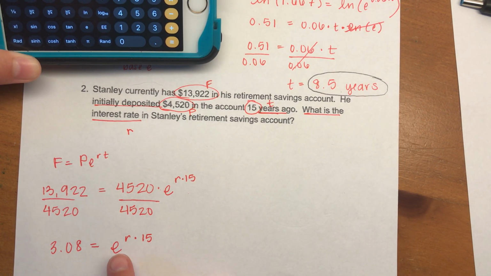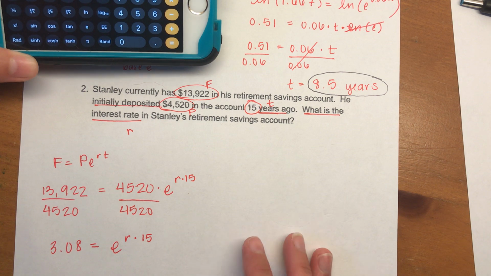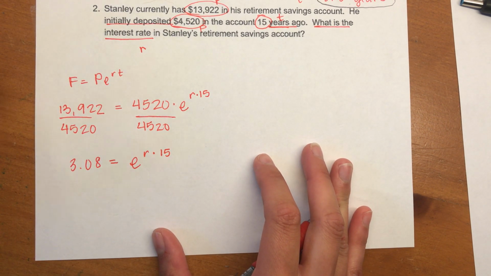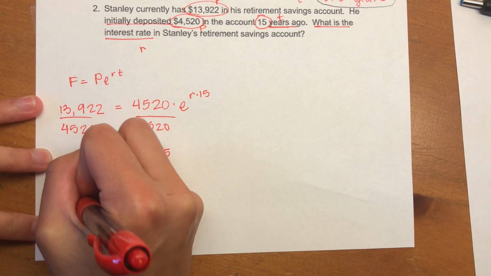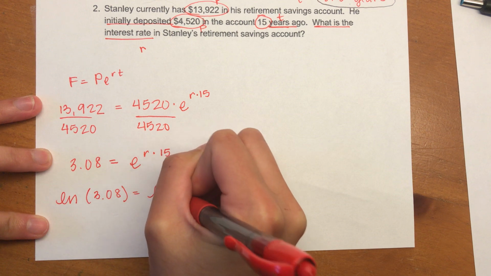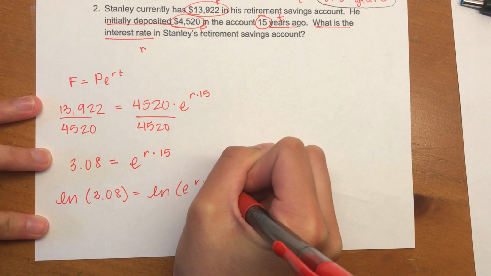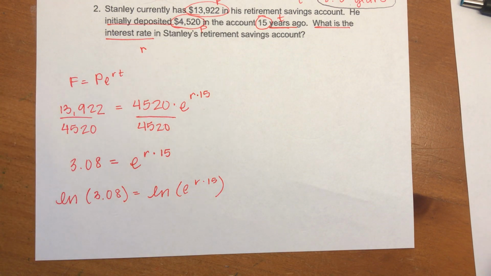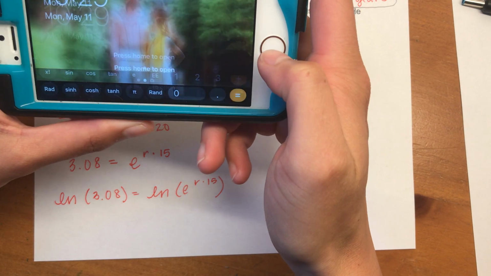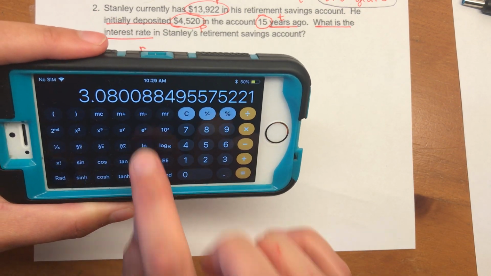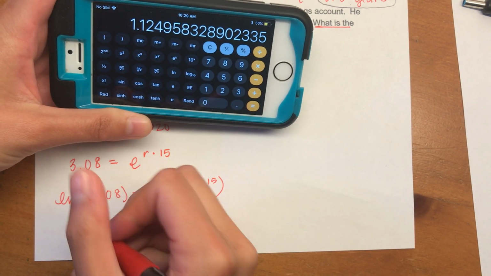And since I have a base e, I know I'm going to be taking the natural logarithm of both sides, just like in example number 1. Okay, so I'm going to have the ln of 3.08 equals the ln of e to the r times 15. And again, I'm going to use my calculator to figure out the ln of 3.08. I'm going to use my value that's already in here and just hit the ln button.